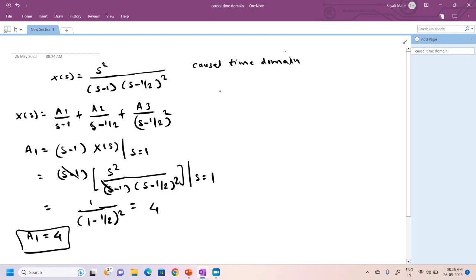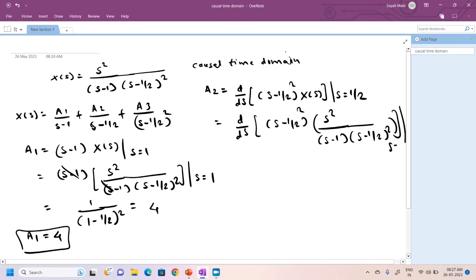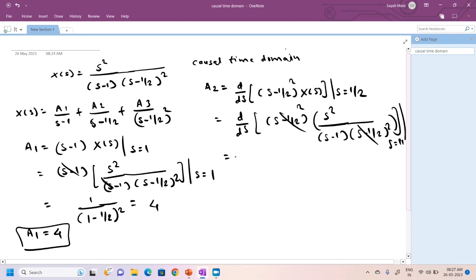Now let us calculate the value of the coefficient A2. So A2 is equal to d/ds of [(s − 1/2)² X(s)] at s = 1/2. Which is equal to d/ds of (s − 1/2)² times X(s), where X(s) is s² / ((s − 1)(s − 1/2)²), at s = 1/2. So this gets cancelled, which is equal to d/ds of s² / (s − 1) at s = 1/2.